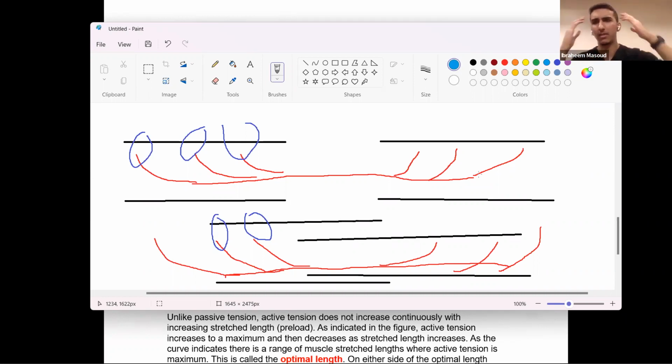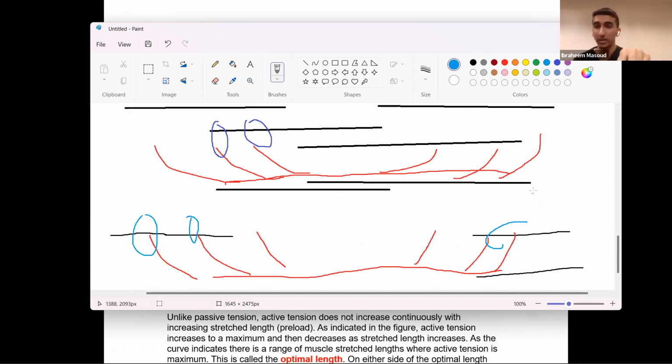Scientists found out something. They're playing around with muscles. They stretch it, they compress it, and they found it's weaker. Why? This is because of this: when it's compressed, the myosin is not fully bound to the actin. When it's stretched, the myosin is not fully bound to the actin.